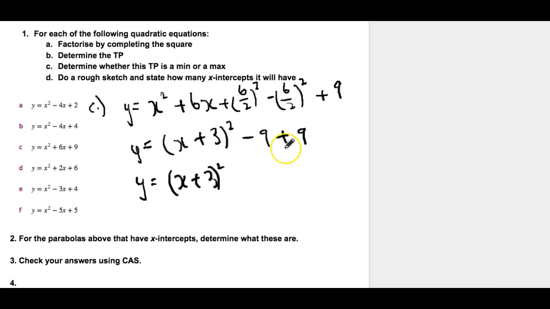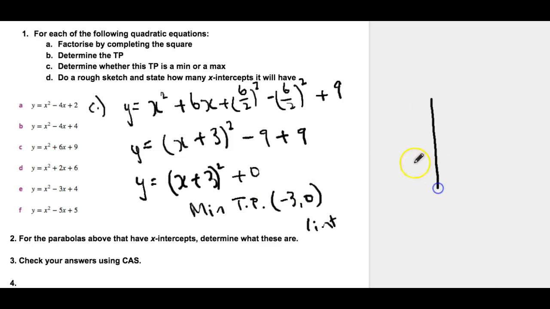Okay, and you can see that here. So now we actually have a turning point. It's a minimum turning point at -3, 0. I should say minimum. And we have one intercept. And I know there's one intercept because the graph is sitting on your axis because your k is 0. It's neither moved up or down.